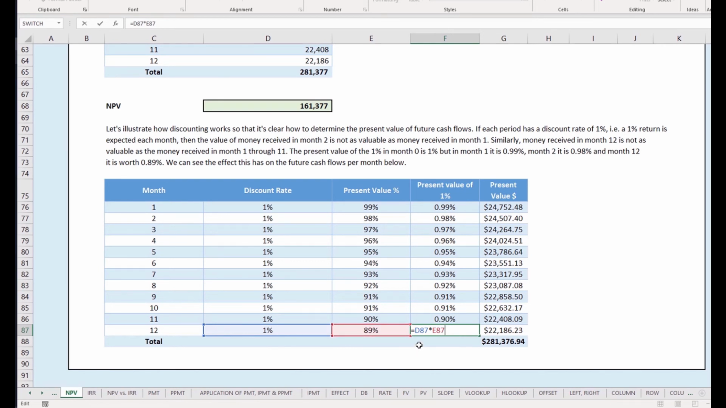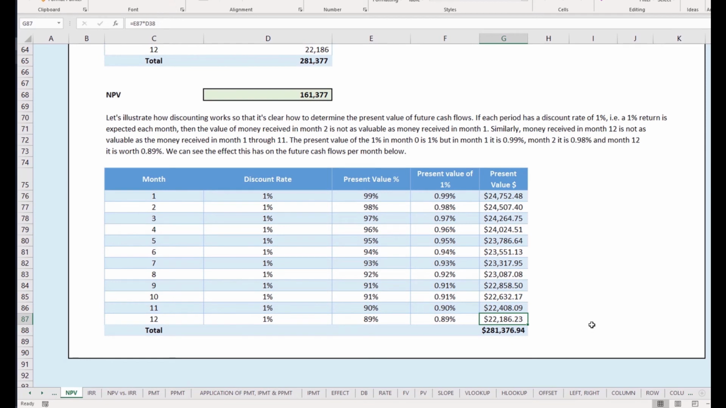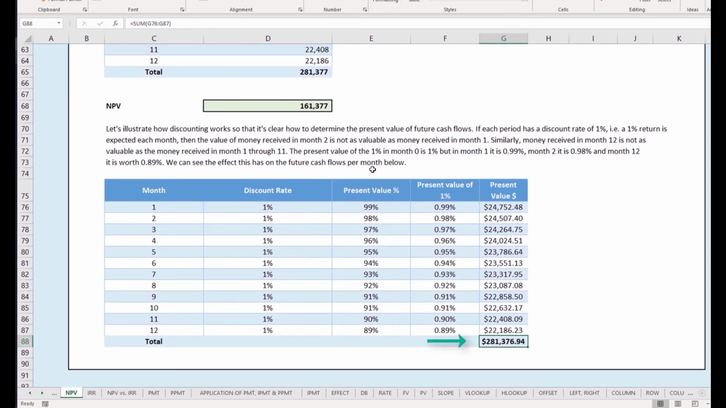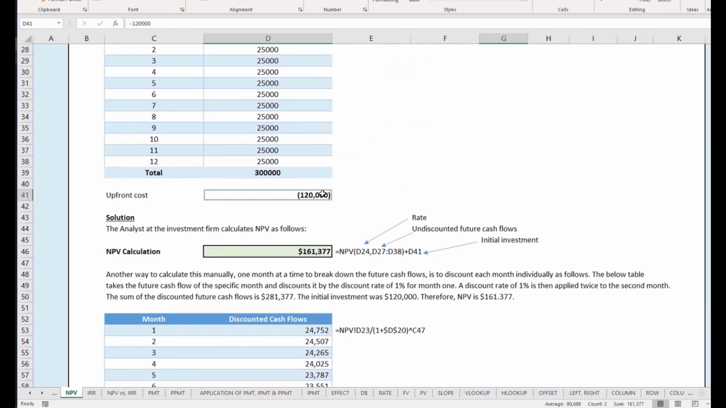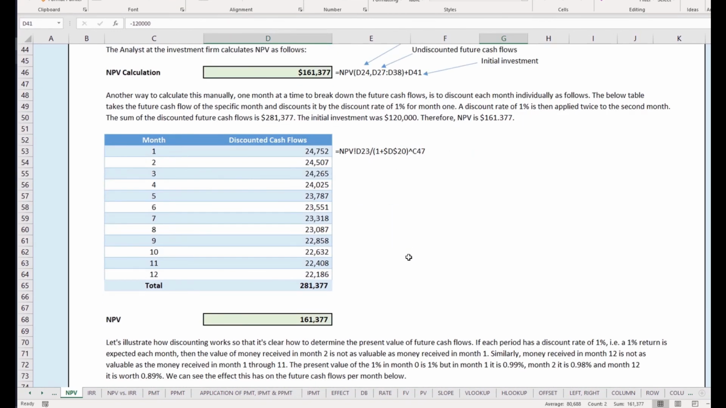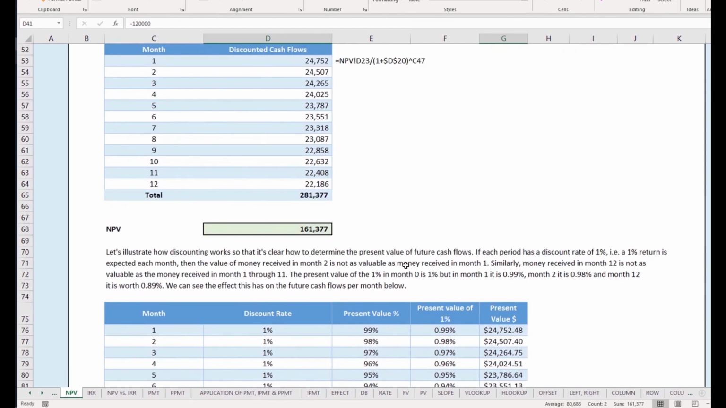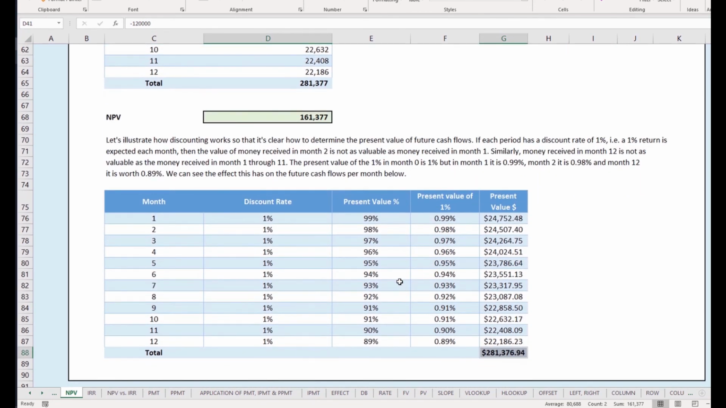So in month 1, the present value of the $25,000 that we're receiving is worth $24,752.48. By month 12, that's only worth $22,186.23. The sum of the discounted cash flows that we're receiving in months 1 through 12 is $281,376.94. If we were to add that to the upfront cost of the project of $120,000, then again we arrive at $161,377 as the net present value of cash flows on the project.